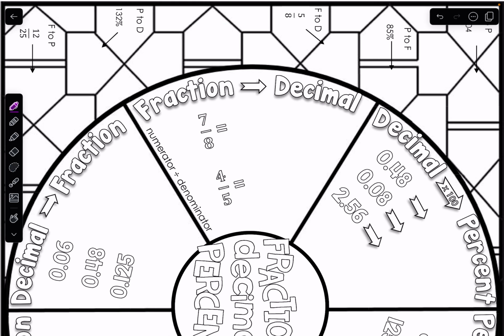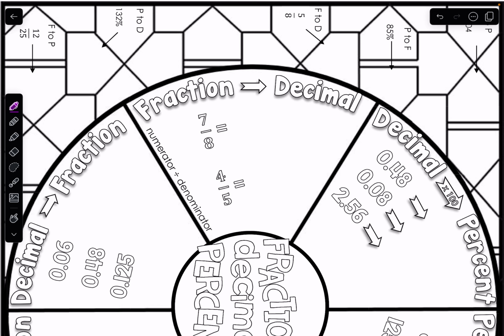So what we're looking at now is fraction to decimal. So how do I turn a fraction into a decimal? Is that really the way I want to go? Yeah, that's fine. We'll do fraction to decimal. So it's here. We'll do it. So 7 divided by 8.